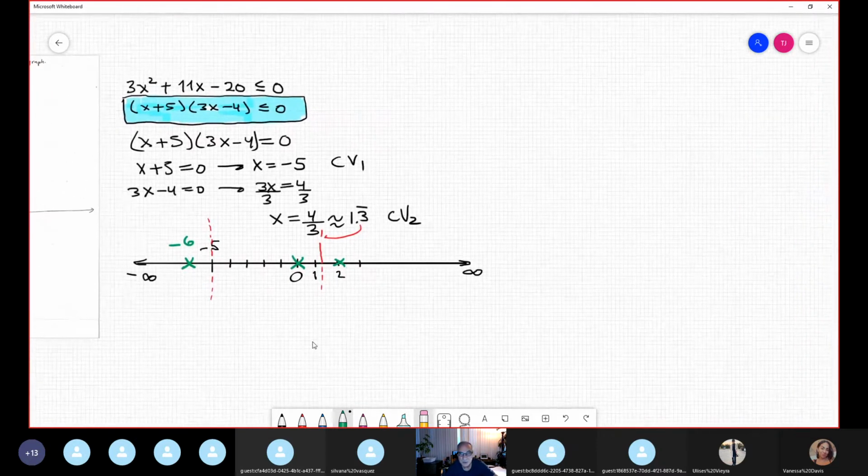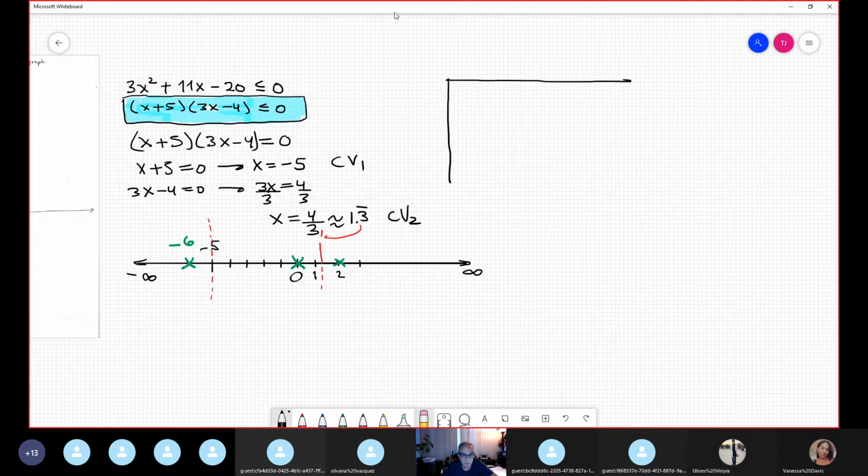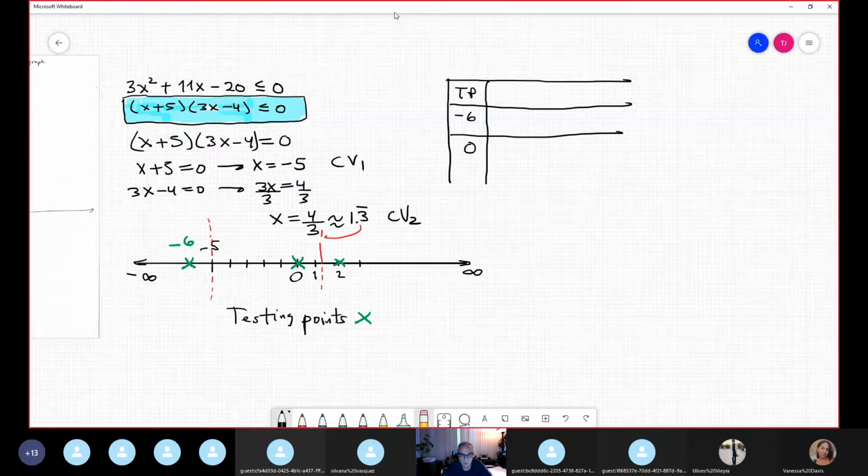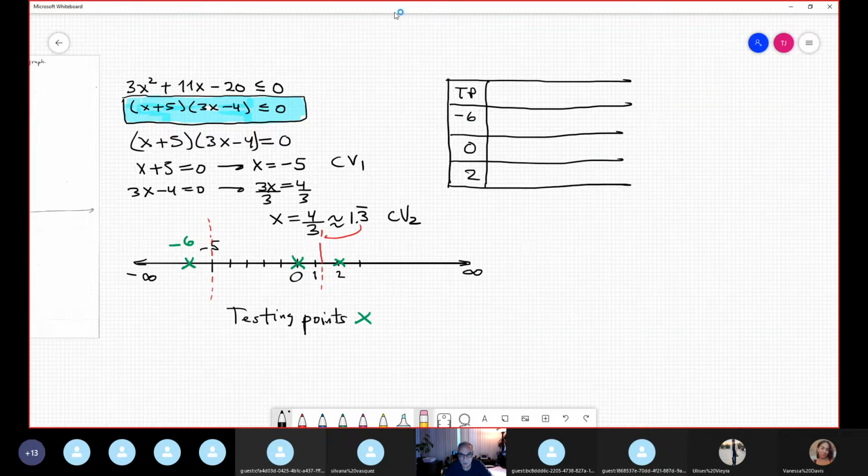The table I propose you do it here. Guys, I repeat again, I need to see everything. Find the critical values, partition, selection of the testing points. These are the testing points, the points I put using the green cross. Now, testing points in the table. Who is that? -6, 0, 2. Okay, 3 rows. What are the columns?